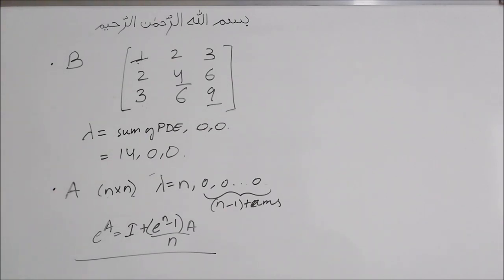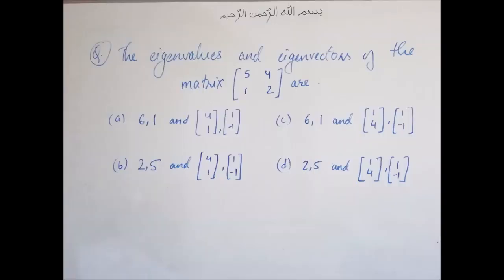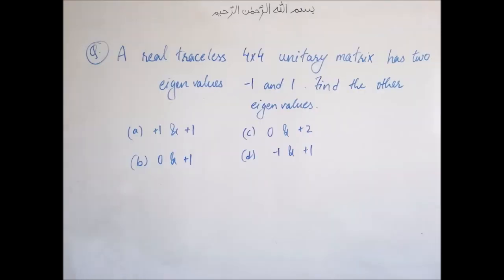Time for some problems. The question is, the eigenvalues and the eigenvectors of the matrix 5, 4, 1, 2 are. That means you have to find both the eigenvalues and the eigenvectors. And the second question is, a real traceless 4 by 4 unitary matrix has two eigenvalues minus 1 and plus 1. What are the other eigenvalues? I hope you will be able to do this.